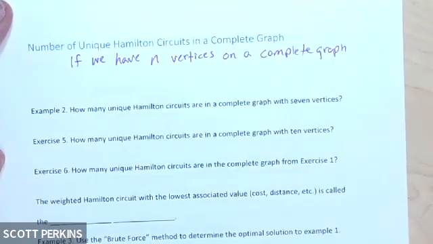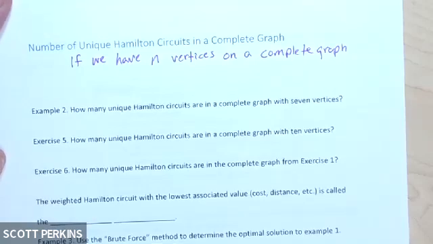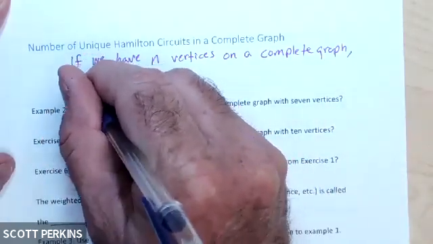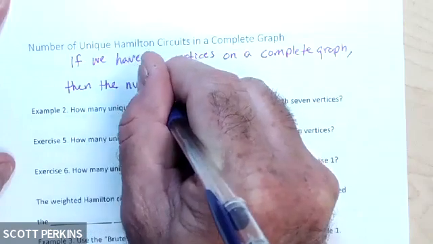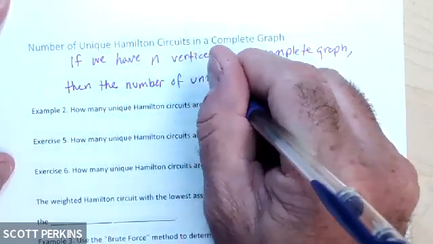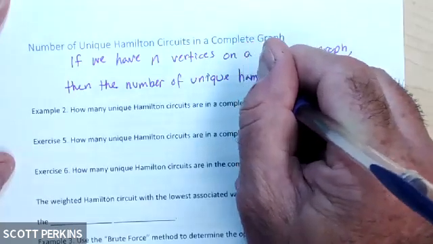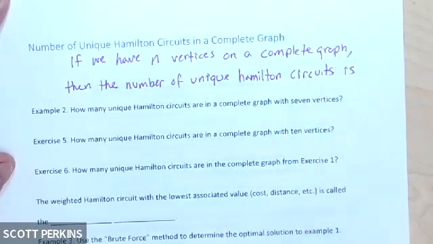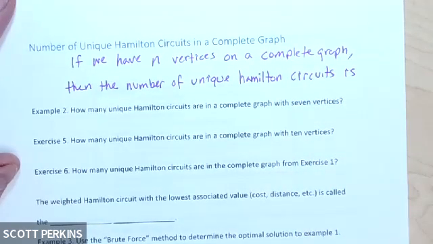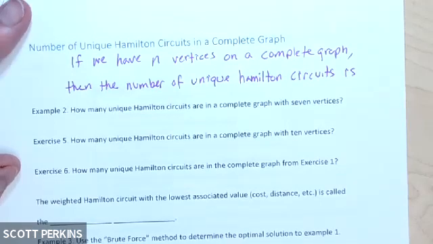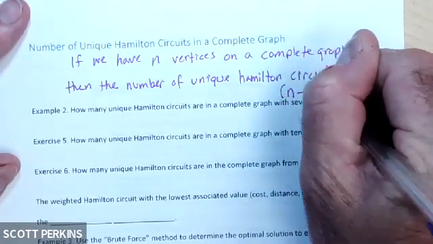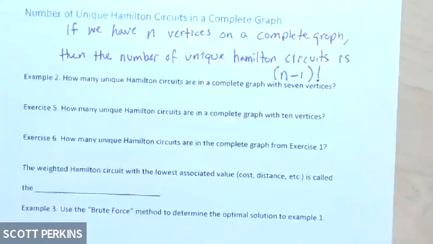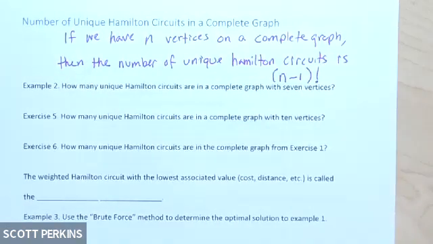so if we have n vertices, n is just a number, whatever number you'd want it to be. If we have n vertices on a complete graph, then the number of unique Hamilton circuits is given by this. And I'll give you a second to write this down. I know this is the most writing you've done in this class in a while. It's given by n minus 1 factorial. So you take the number of vertices, you subtract 1, and you make it the factorial.